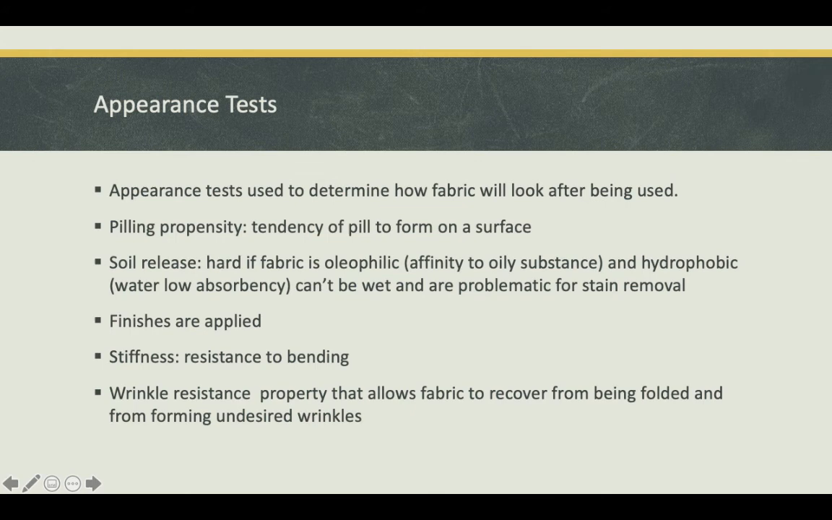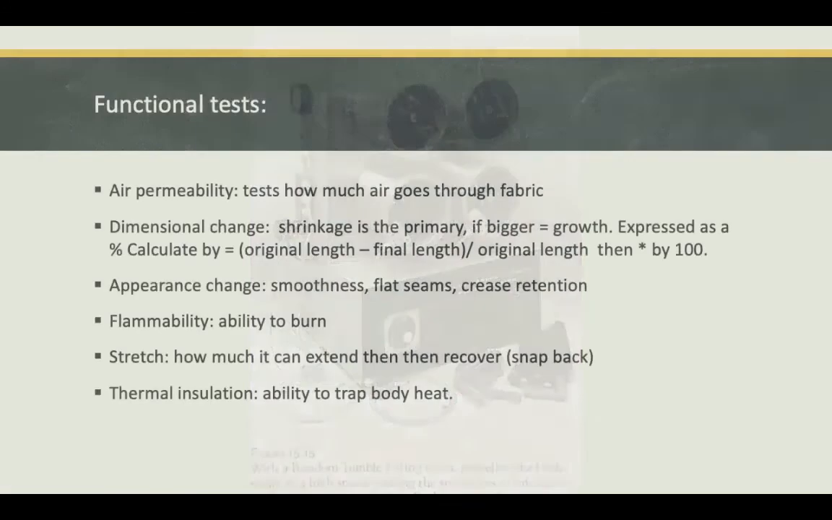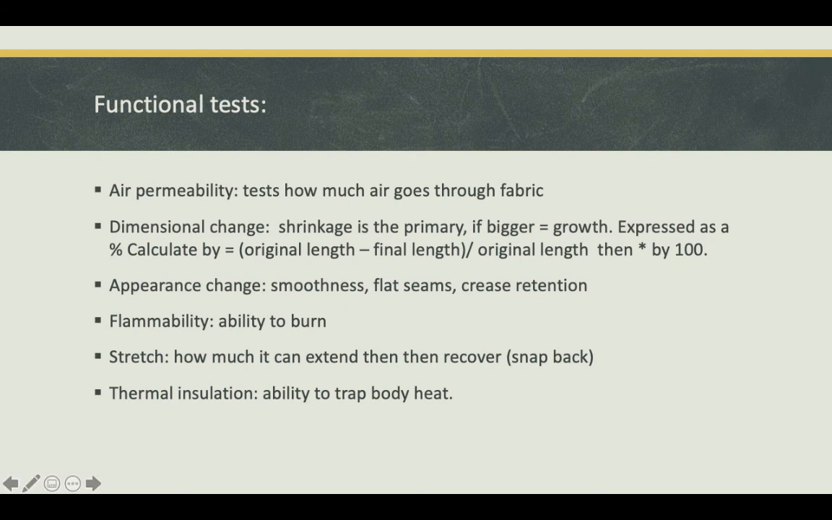Stiffness, we look to see resistance of bending. So when it's stiffer, it won't bend quite as much. And wrinkle resistance allows the fabric to recover from being folded and creased and from forming undesired wrinkles. So the tumble pilling tester, these go round and round and round. They put blades at high speed, and then you have the specimens rub each other to see if they come out with any pilling balls.